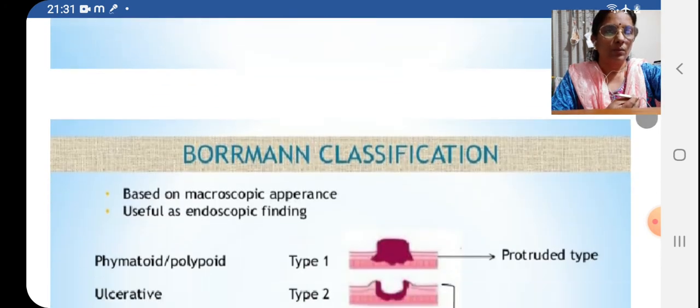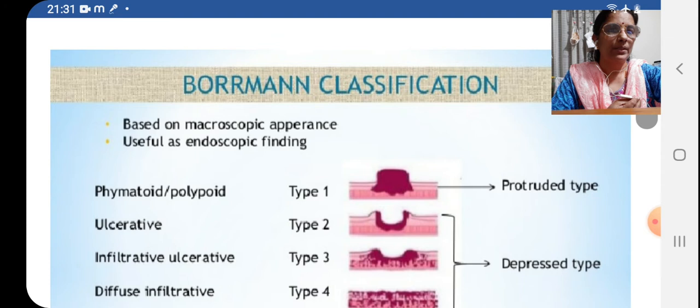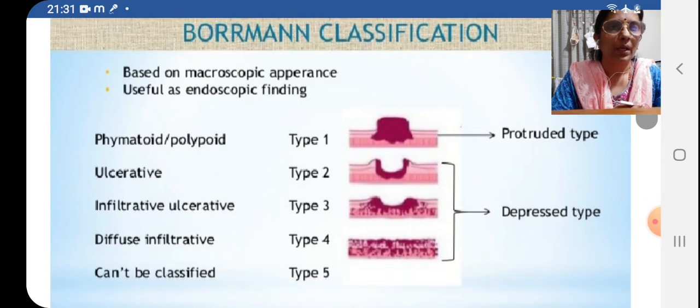So the Borrmann classification, this is the picture. Borrmann is based on macroscopic appearance, useful as an endoscopic finding. Polypoid, that is type 1. Ulcerative, type 2. Infiltrative and ulcerative, where both infiltration and ulceration are seen, that is type 3. Diffuse infiltrative, that is type 4. Cannot be classified under these, that is type 5.